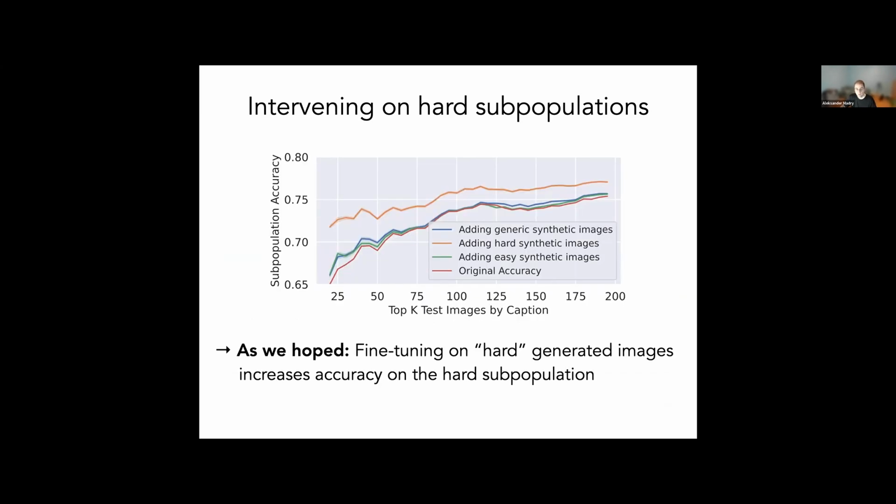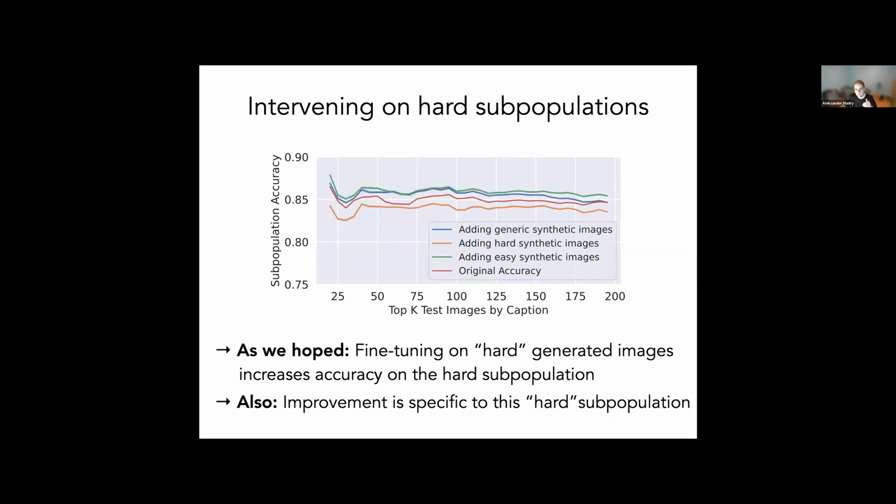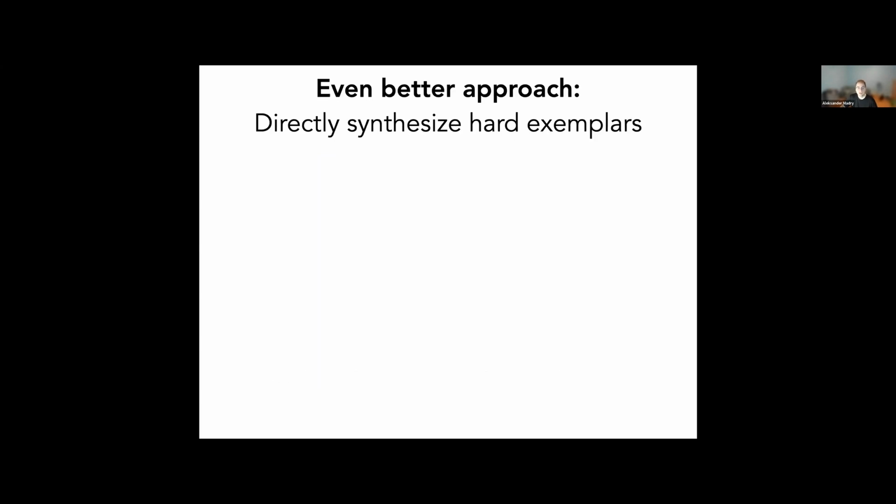So that's a natural idea. The question is, how well does this work? And essentially it works well. As you would imagine, fine-tuning on these hard-direction images increases the accuracy on the hard subpopulation. And the interesting part is that it does not seem to affect the general population much, since it is mostly focused on this particular hard subpopulation that we are targeting, which is actually nice. And once you realize that this works, you can realize that you can do even better.